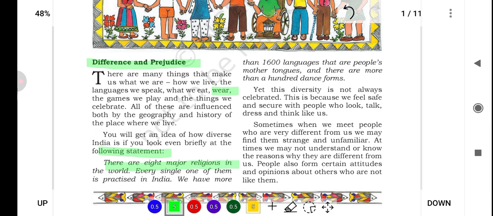There are 8 major religions in the world. Every single one of them is practiced in India. We have more than 1600 languages that are people's mother tongues, and there are more than 100 dance forms. Yet this diversity is not always celebrated.